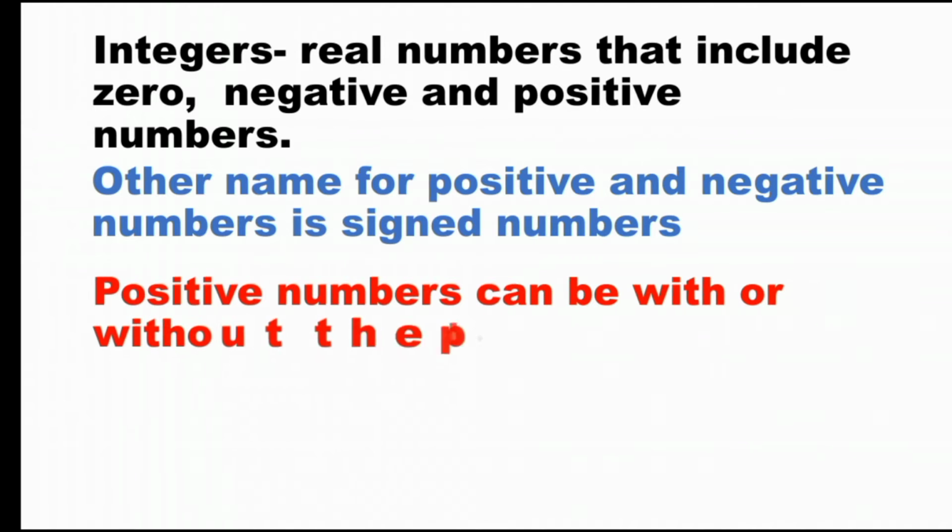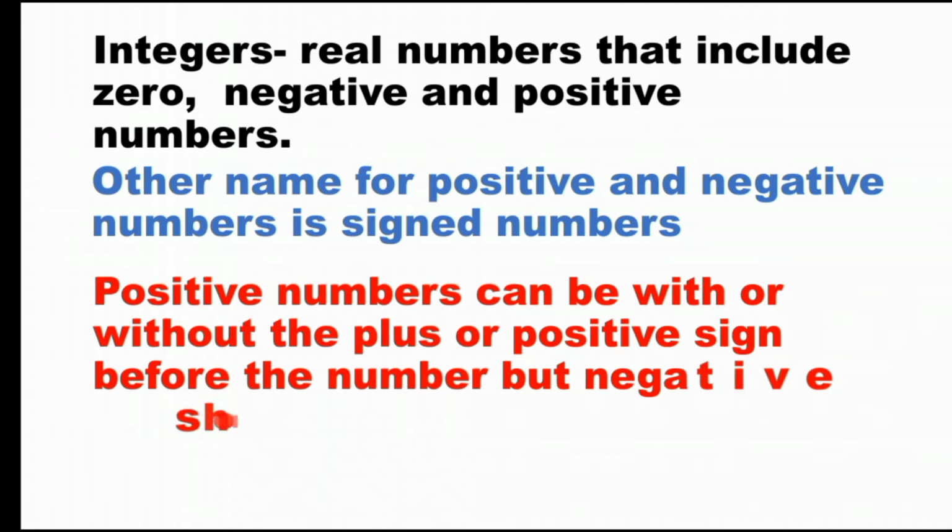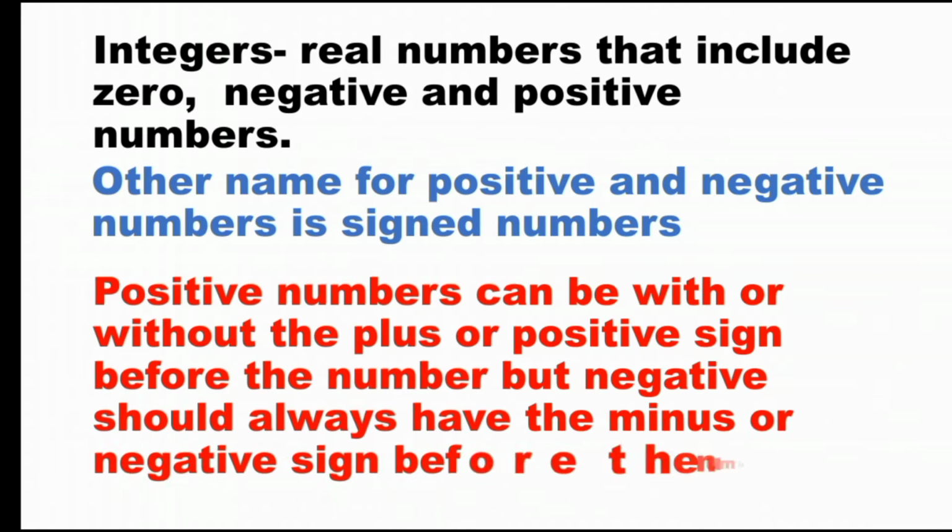Positive numbers can be written with or without the plus or positive sign before the number, but negative numbers should have the minus or negative sign before the number. Negative numbers must always have the minus or negative sign before the number.